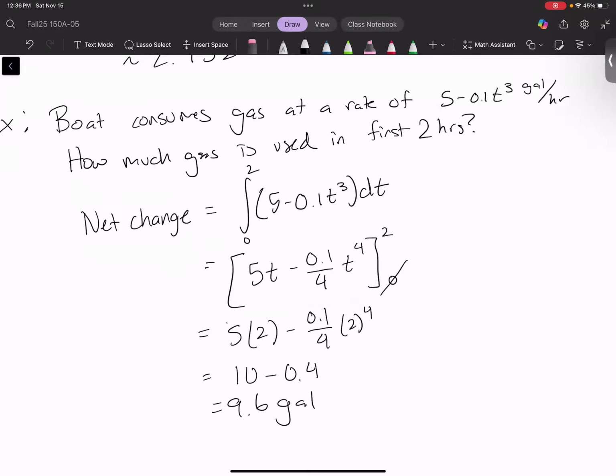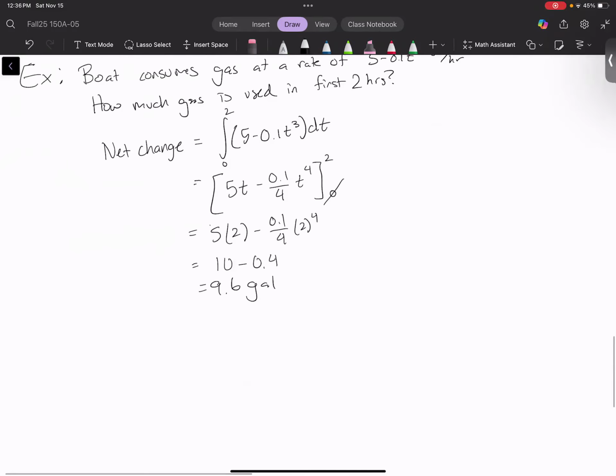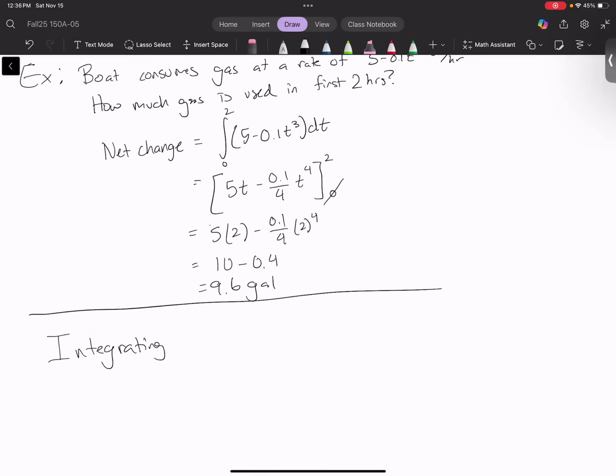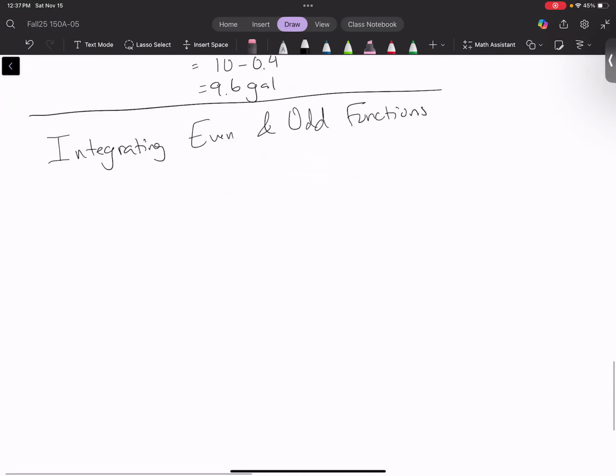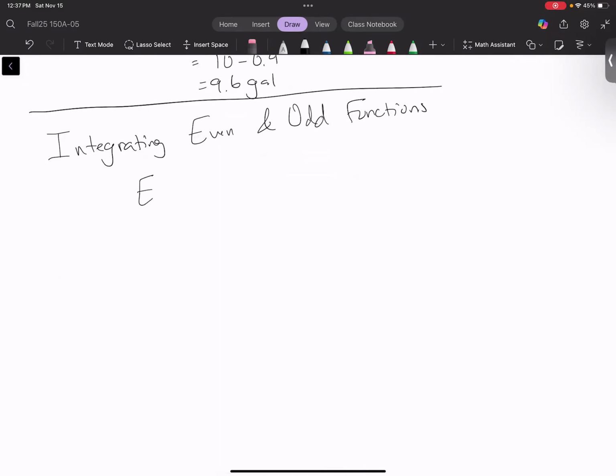Wonderful. But again, that was pretty much analogous to the displacement idea. Now we're going to look at integrating even and odd functions. So hopefully you guys remember what those are from algebra. It's okay if you don't though. So let's recap it here.